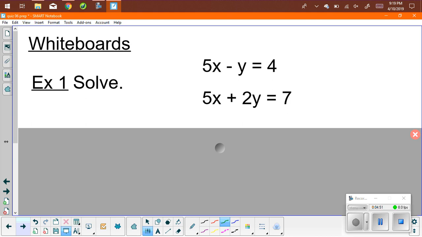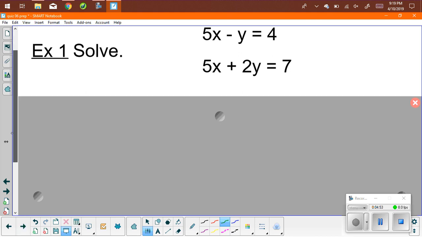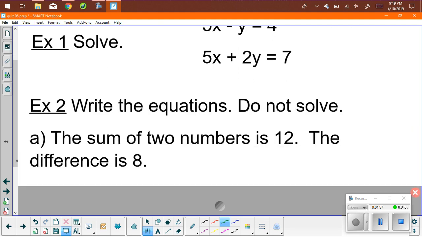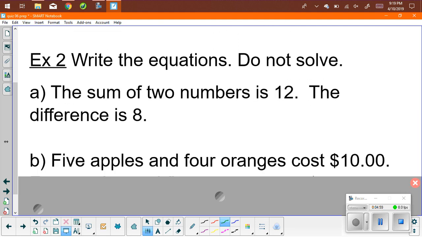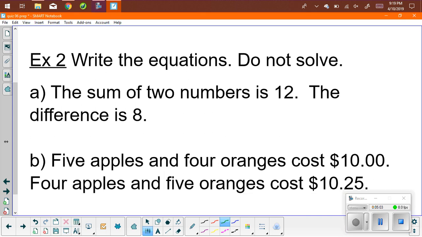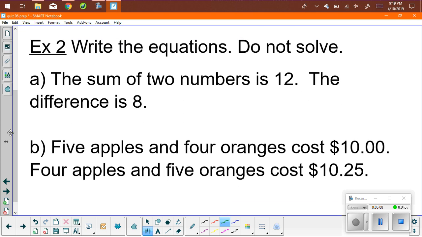Okay, the second example that I want you to do while you're at the whiteboards is here's 2 situations for word problems, and I just want you to write down what the equations would be. I don't want you to actually solve them. So the first one is the sum of two numbers is 12 and their difference is 8. Write two equations to represent that information. And the second example is the apples and oranges that you see there.